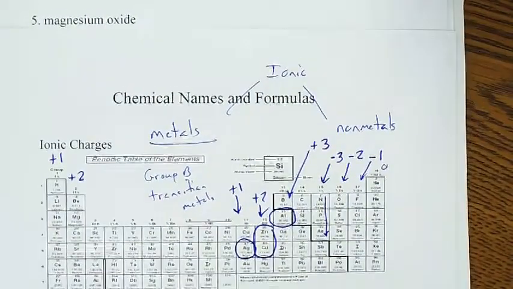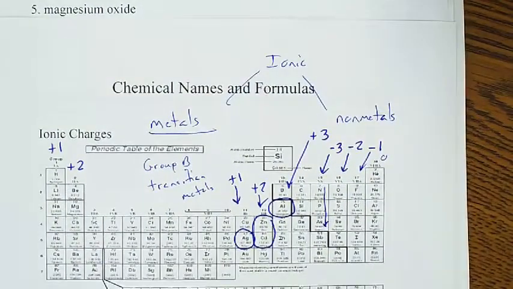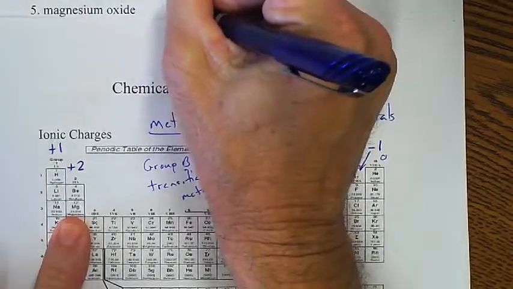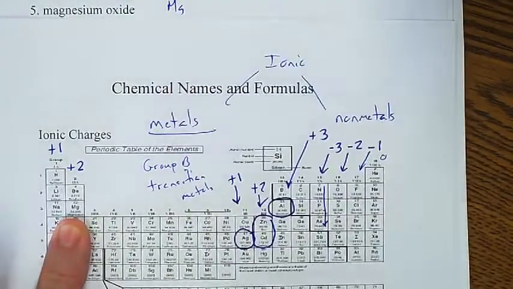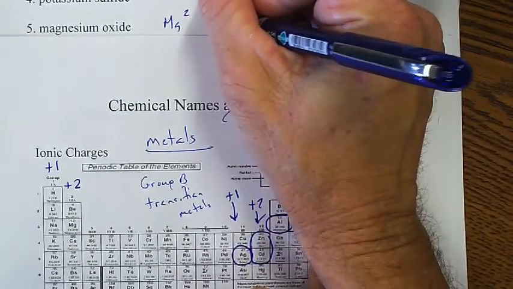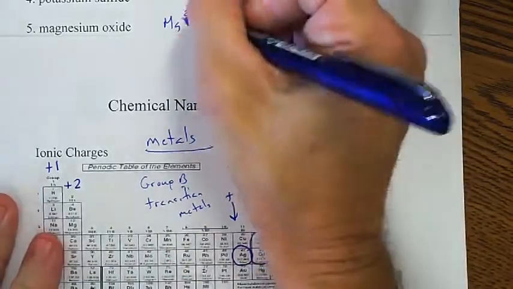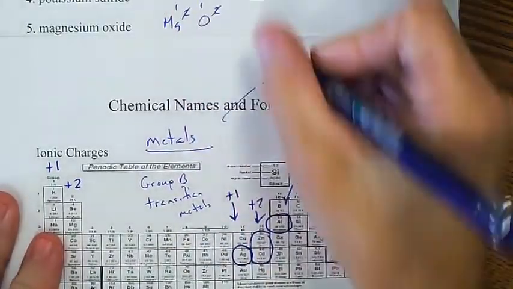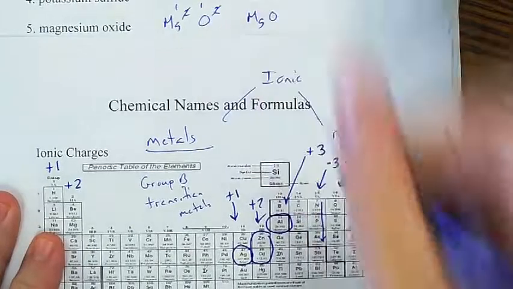Last one there, magnesium oxide. There's magnesium. It is +2. Oxide is referring to oxygen, so there's oxygen there. It's -2. So they're 2 and 2. Can you simplify those? Certainly you can. You can make them into 1 and 1, and then you end up with MgO.